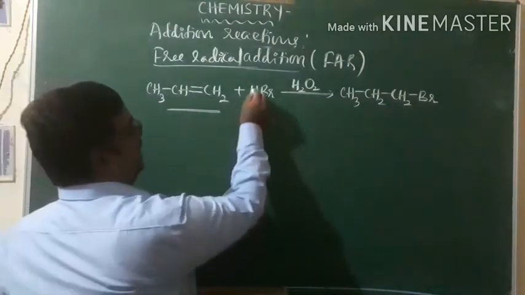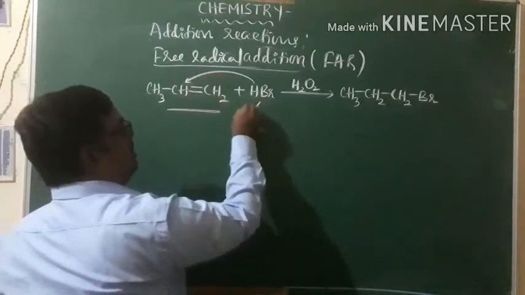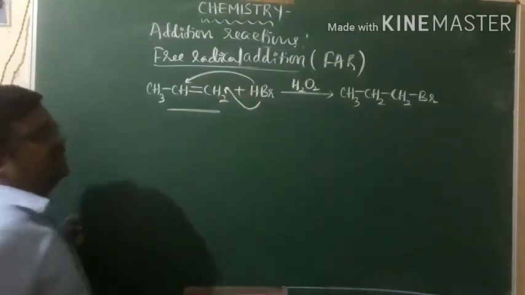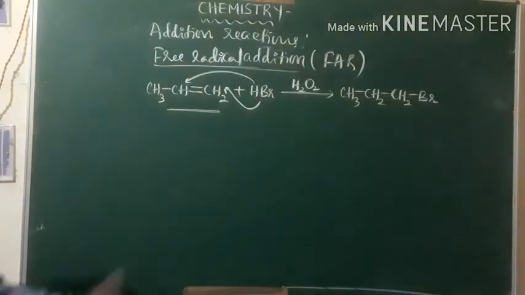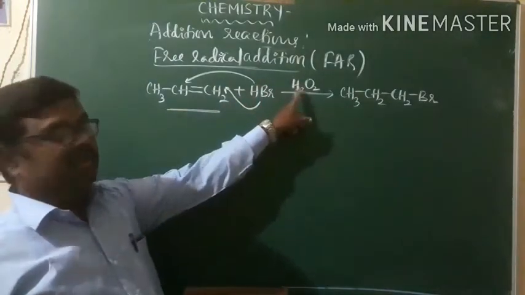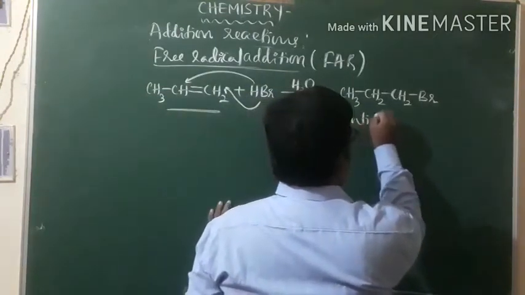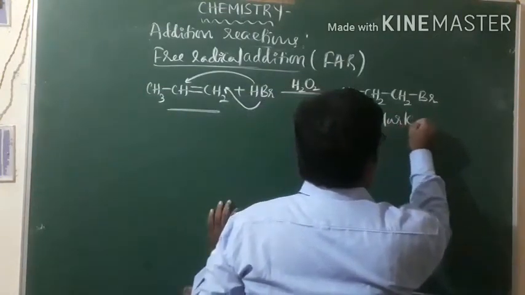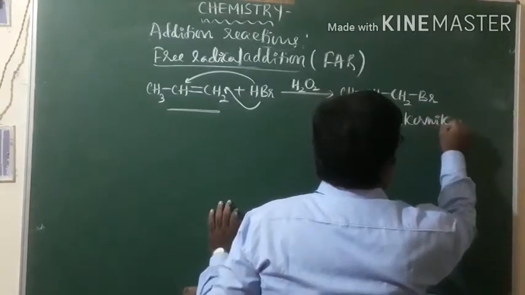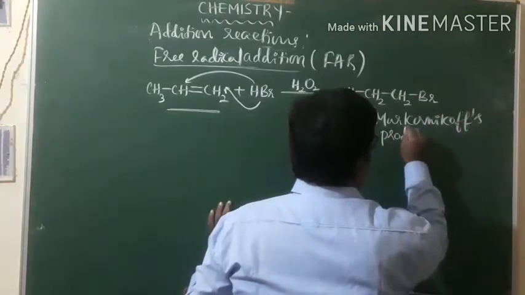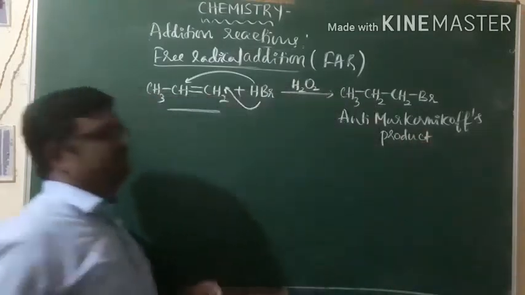H will be added to CH, Br will be connected to CH2. Now that is in presence of hydrogen peroxide. And of course, this is what we call anti-Markovnikov products. This is anti-Markovnikov product. You studied this in first PUC.